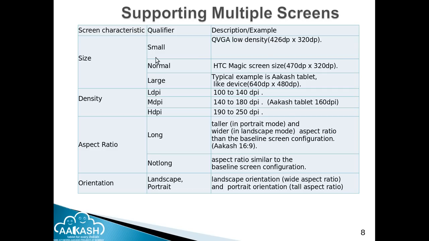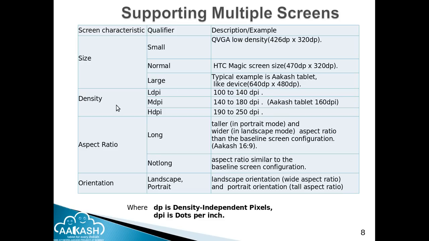Now size can be small, normal or large. A small size screen ranges from 426 dp to 320 dp, where dp is the density independent pixel. A normal size screen ranges from 470 dp to 320 dp, and a large size screen ranges from 640 dp to 480 dp. Our Akash tablet comes into the large size screen.